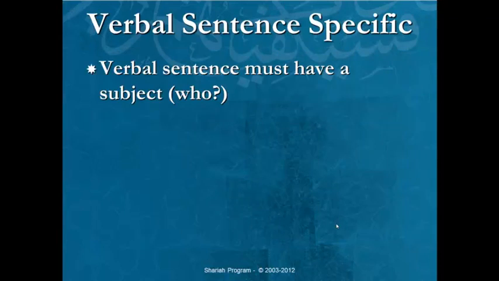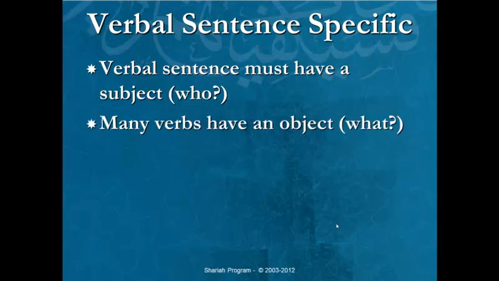Now let's get a little more specific. First of all, in a verbal sentence, you're going to have a subject. Obviously, without that you can't have a verbal sentence, and that would be the fa'il, and that's the who. Many verbs also have an object. Not every verb: sitting and standing won't have an object, but hitting and helping would.